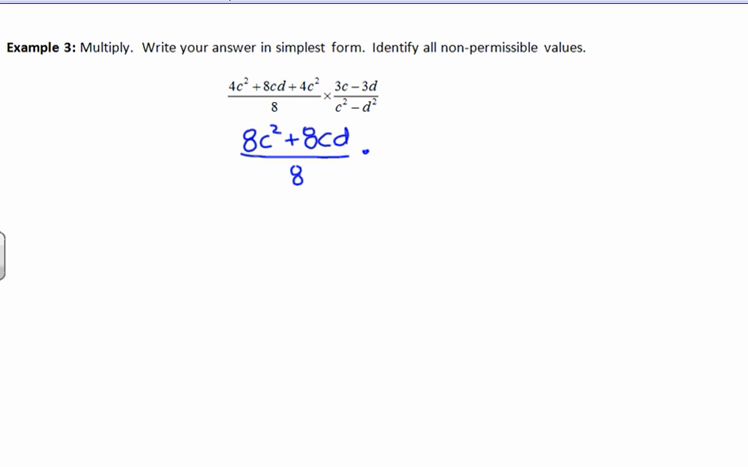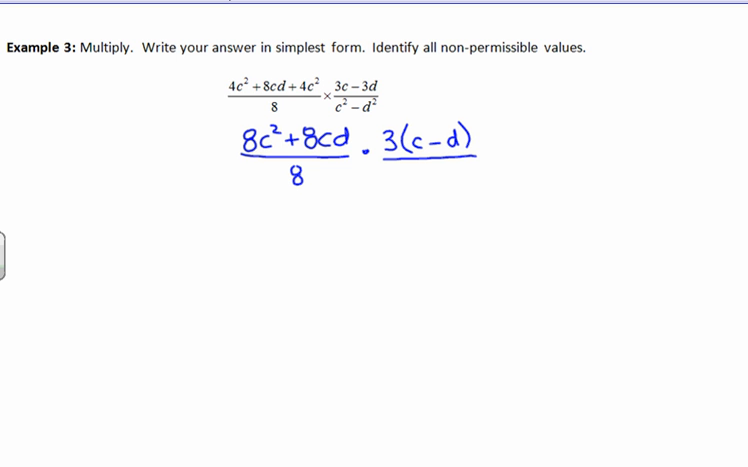Can we factor anything out of this one? 3c minus 3d? What can you divide both of those by? 3c minus 3d, what can you divide? 3. What are we left with? C minus d. Thank you, Jesse. Okay, c squared minus d squared.